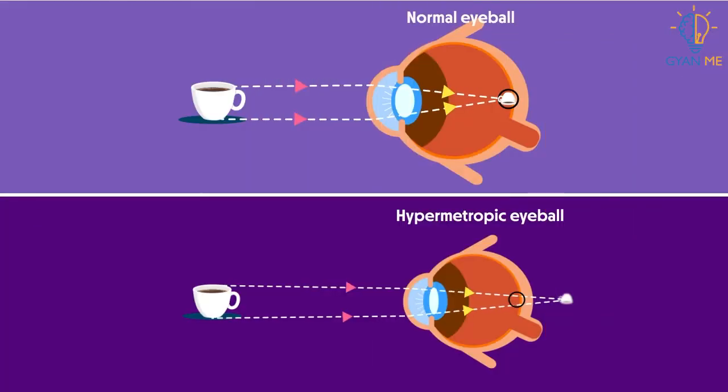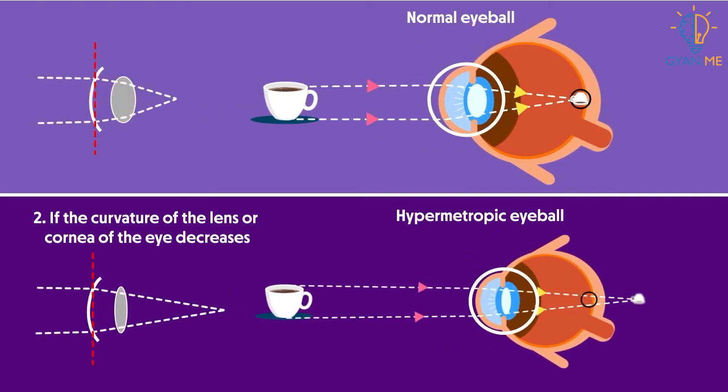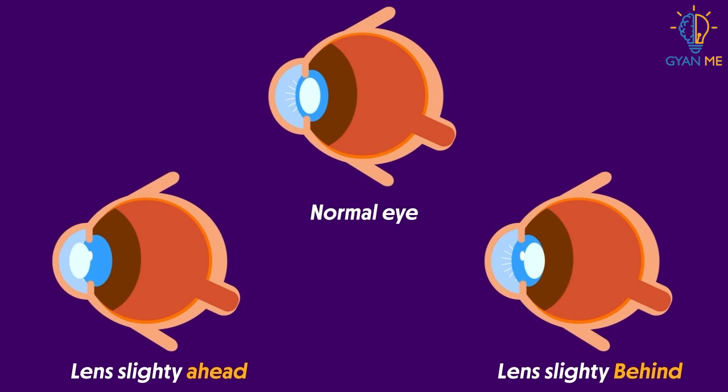The second is if the curvature of the lens or cornea of the eye decreases. This also affects its converging capacity. As a result, the light rays will bend less and will meet behind the retina rather than on it. Also, if the lens of the eye moves slightly out of its place, it can cause hypermetropia.